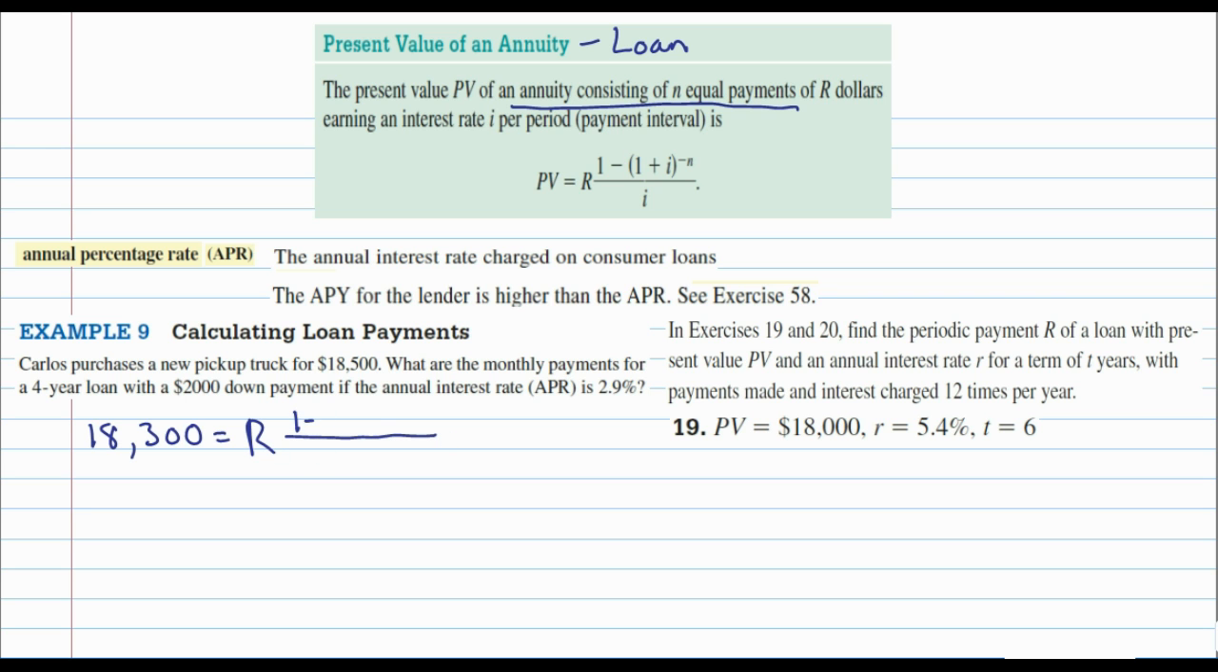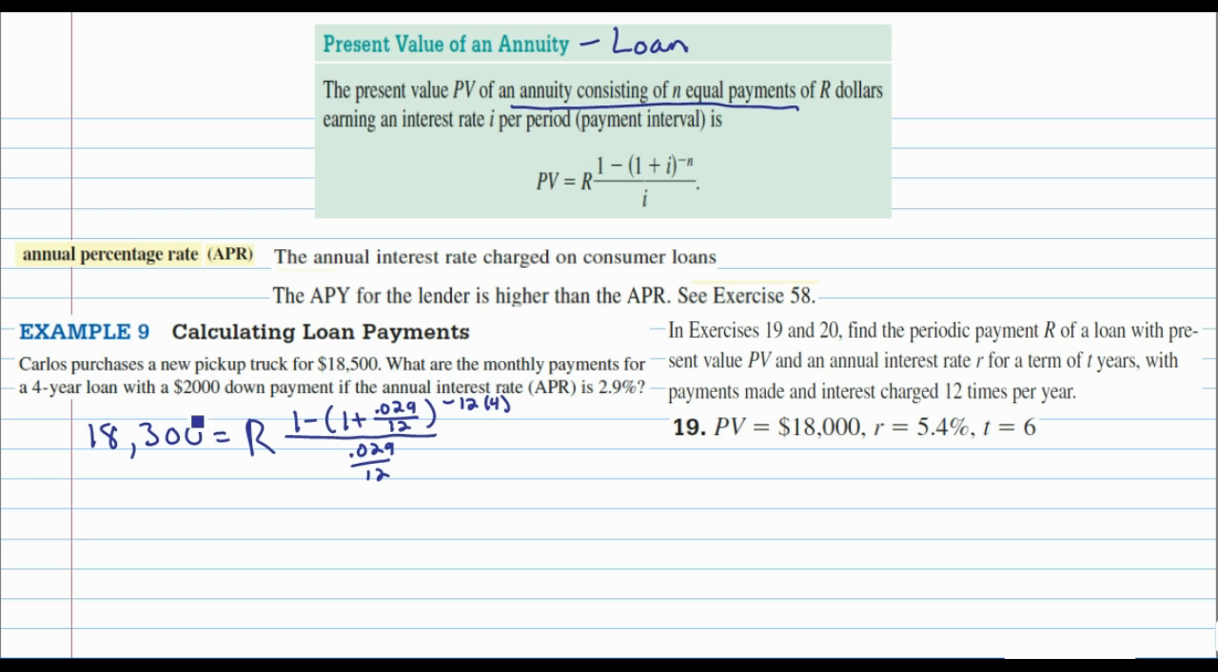Now in the numerator we have 1 minus, and then in parentheses 1 plus i. I is the interest rate per period. So the interest rate is 0.029 over, and then we said this was annually, but he's making monthly payments, so that's over 12, to the negative n. Now, n means the number of equal payments, so that is going to be the total number of payments. It's going to be 12 payments for 4 years, which would be a total of 48 payments that he's making. And then in the denominator is still that i again, so 0.029 over 12.